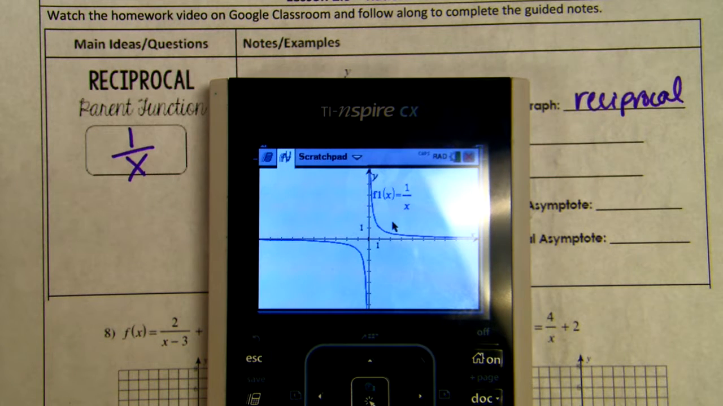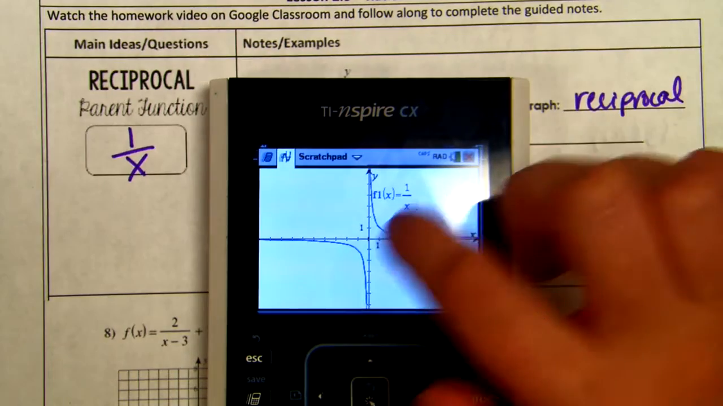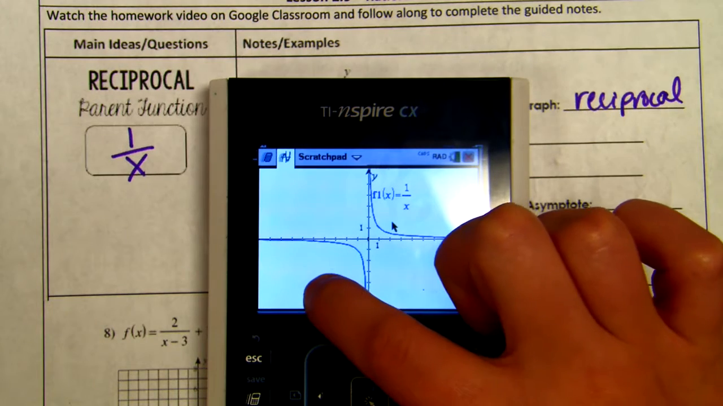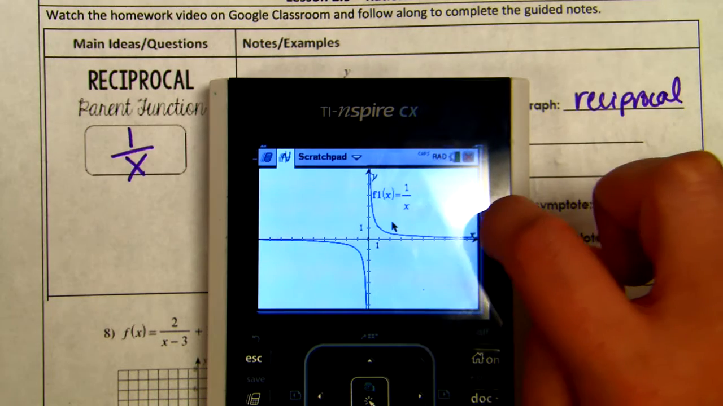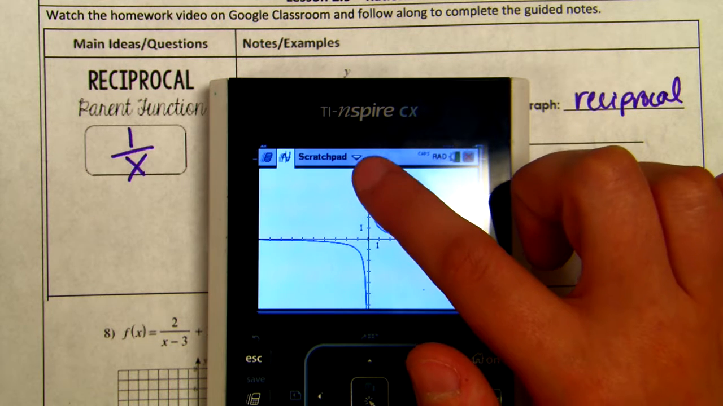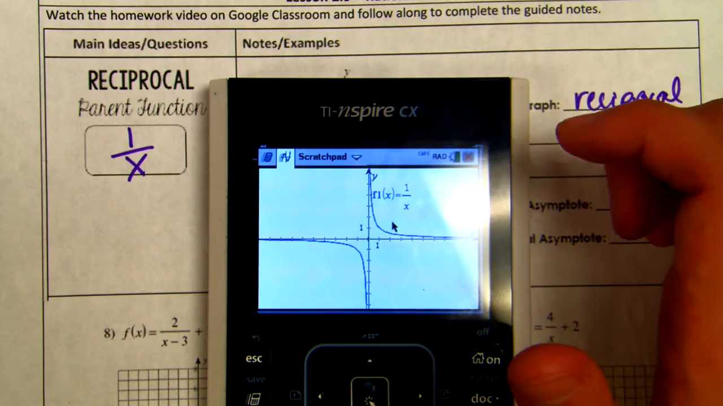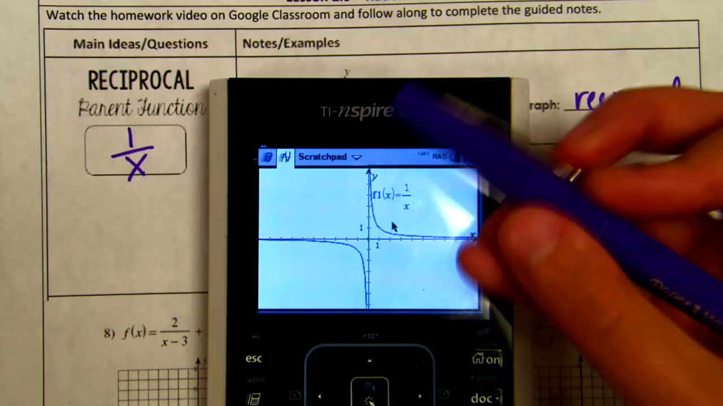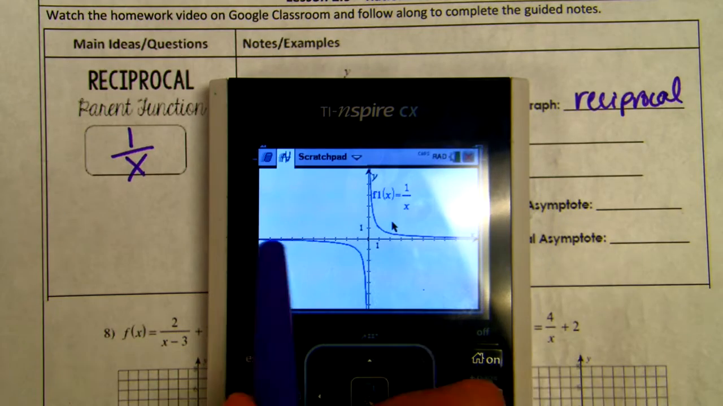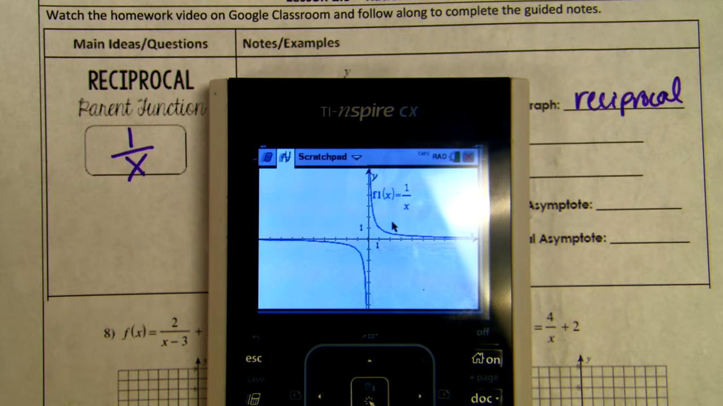So what do we notice? First of all, there's stuff going on in the first quadrant and the third quadrant. Remember, it goes 1, 2, 3, 4. So first and third quadrant. And we see it continues going on. We're getting really, really close to 0 on the x-axis, but it never actually touches it. So here we have what's called a vertical asymptote at x equals 0 and a horizontal asymptote at y equals 0. So we have two asymptotes.